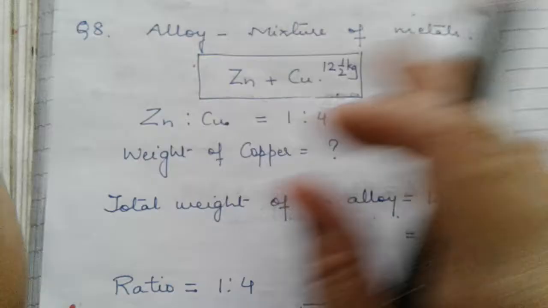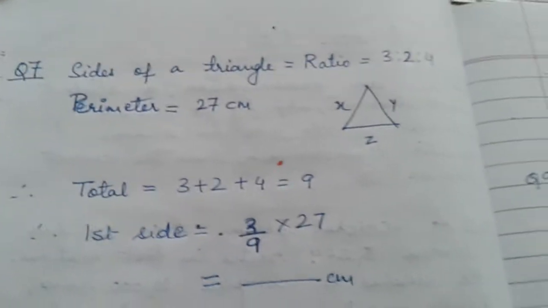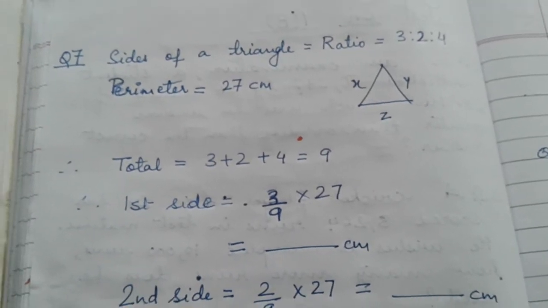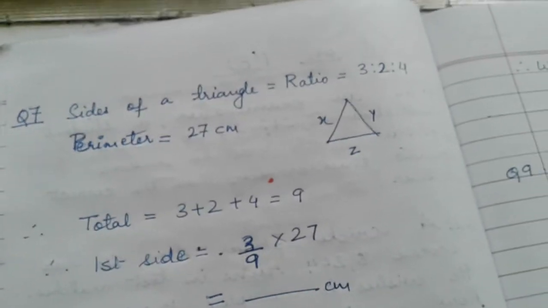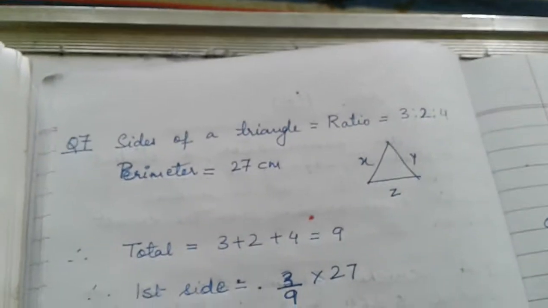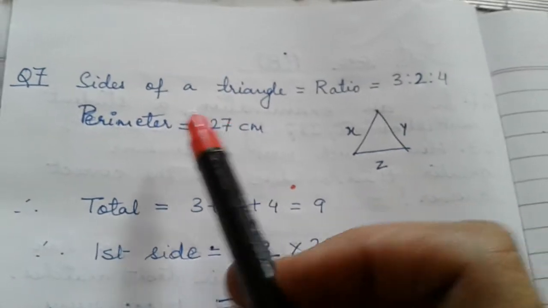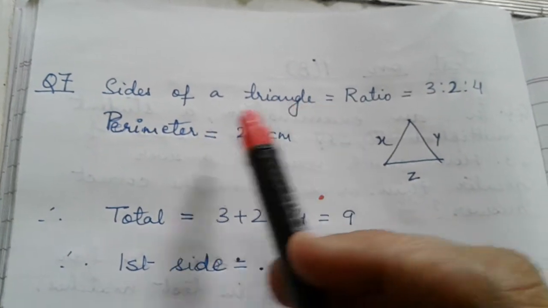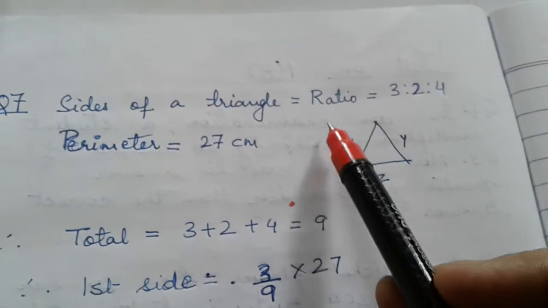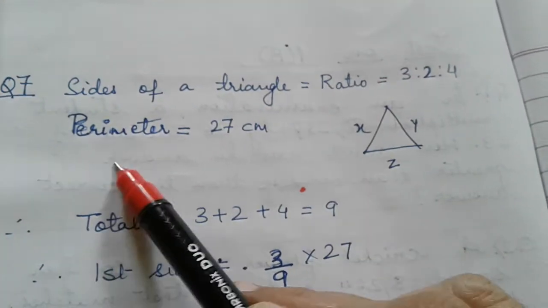Now next question, if you will see, is question number 7. Question number 7 is, the sides of a triangle are in the ratio 3:2:4. If the perimeter of the triangle is 27 centimeter, find the length of each side. Okay. So the sides of a triangle are in the ratio 3:2:4. Okay. Perimeter is 27.